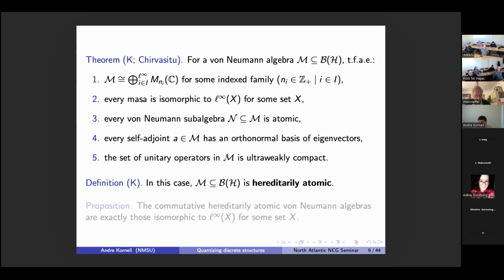Okay. The idea is, an infinite type 1 factor is clearly atomic in this sense because it has lots and lots of minimal projections, but it has masas that are not atomic, that don't have any minimal projections. All right, so this class I'm going to call hereditarily atomic, pointing to condition 3. And a trivial observation, the commutative algebras in this class are exactly of the form L infinity of X for some set X. So it's reasonable to say that these are the C-star algebras that are going to quantize sets for us.